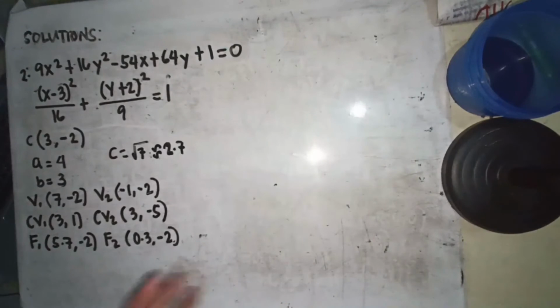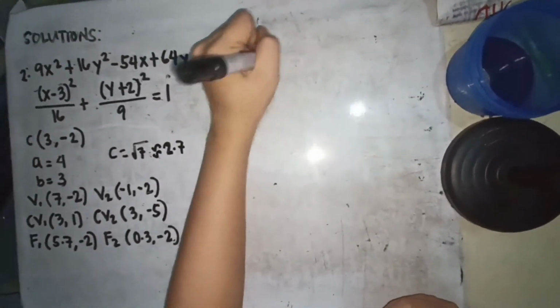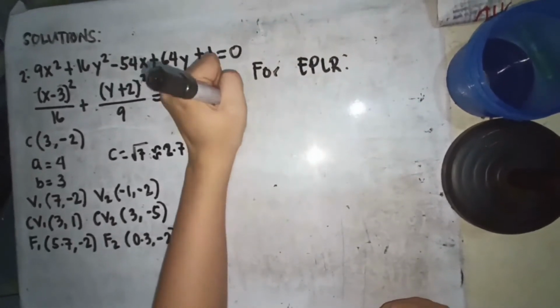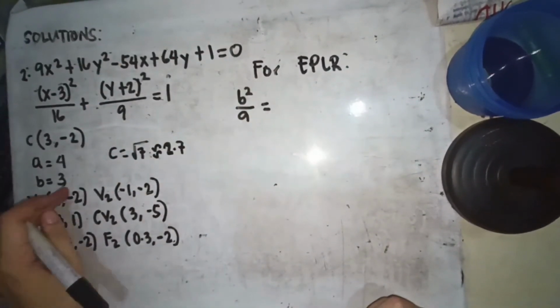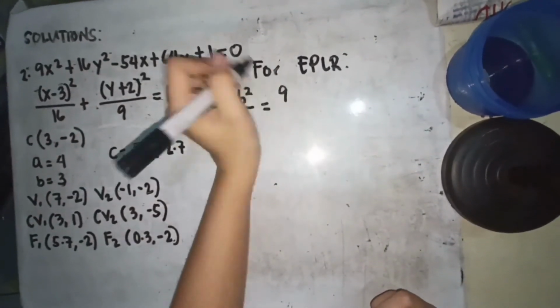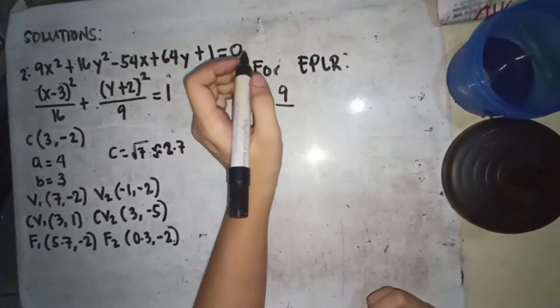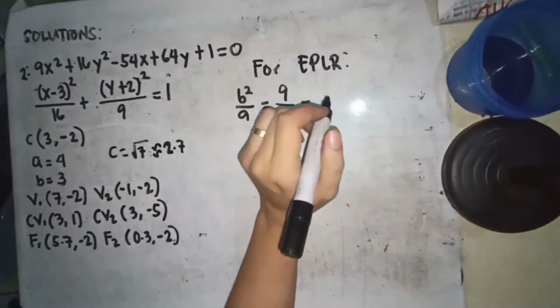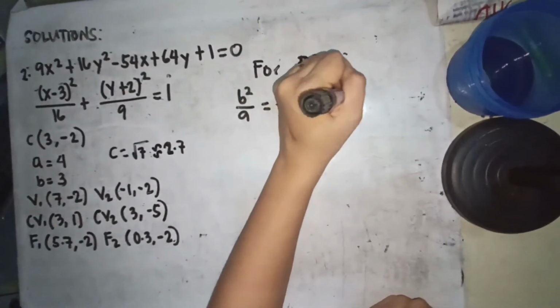Okay, next, what's left will be the EPLR. So for EPLR, again, we have the distance b squared over a. This is equal to our b, which is 3. We'll have 9, because 3 squared is equal to 9. All over our a, which is equal to 4. This is equal to 2.25.